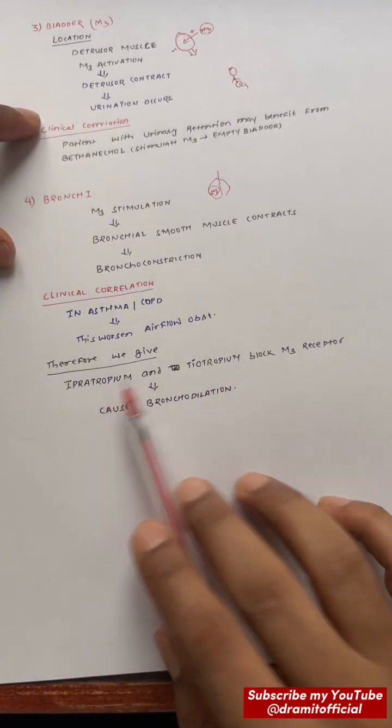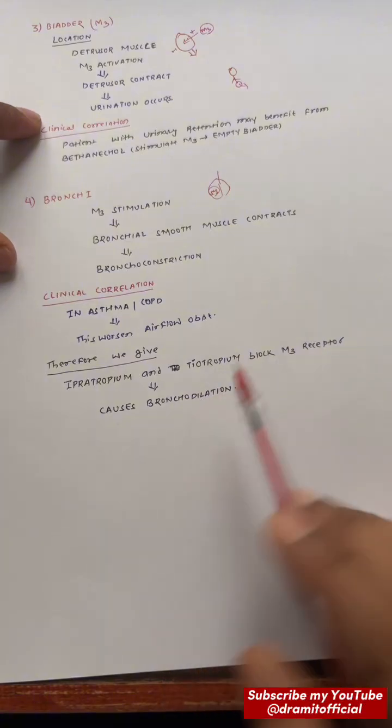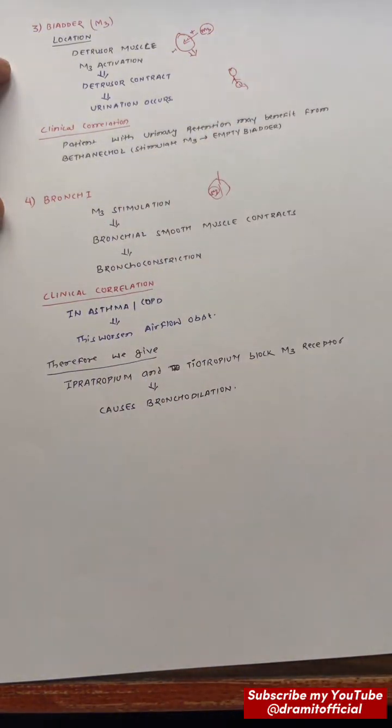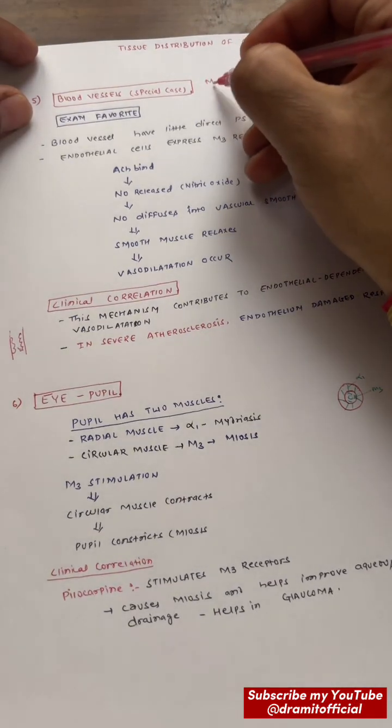So we give ipratropium or tiotropium that will block the M3 receptor and cause bronchodilation. It will not cause bronchoconstriction. Okay, this is how it helps in asthma and COPD. Now let's see how the M3 receptor works on the blood vessels.